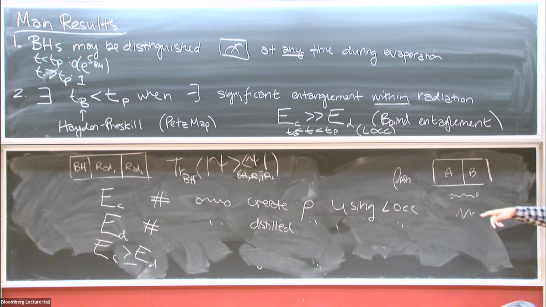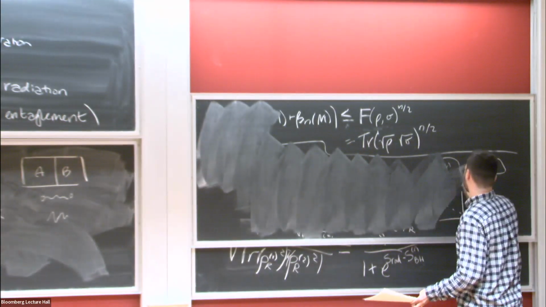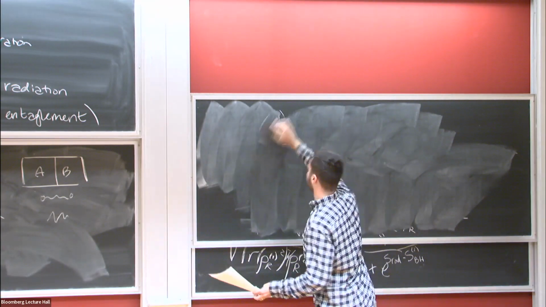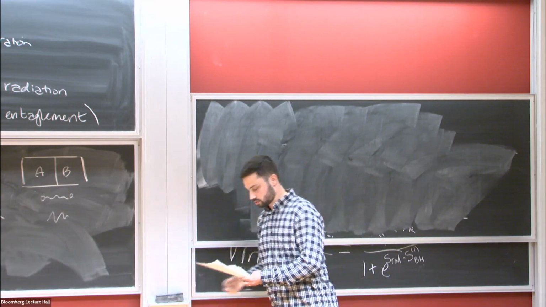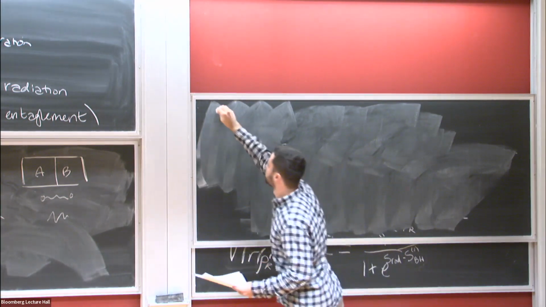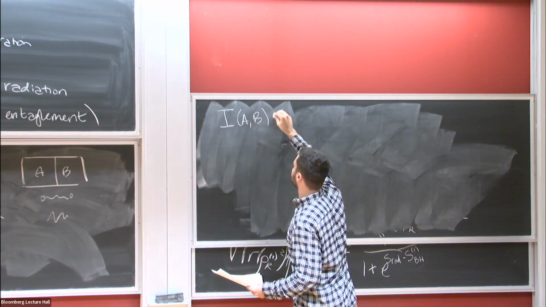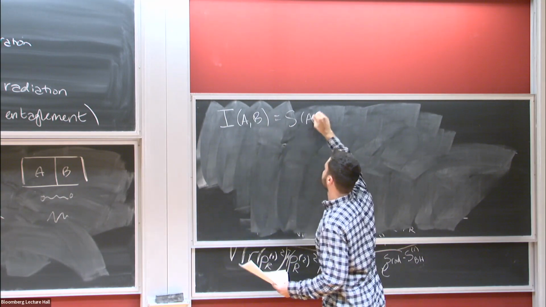So instead of computing these, which we don't know how to do, there are 2 other quantities that are computable without optimization procedures that bound these quantities in a useful way. One of them is probably familiar. It's just the mutual information between A and B, which is a linear combination of von Neumann entropies.